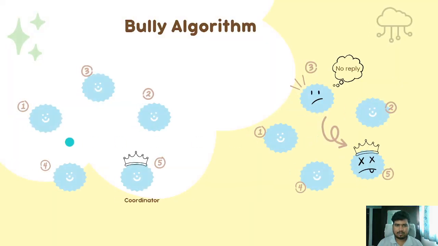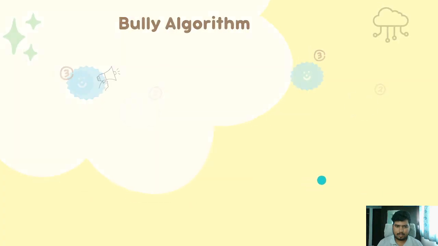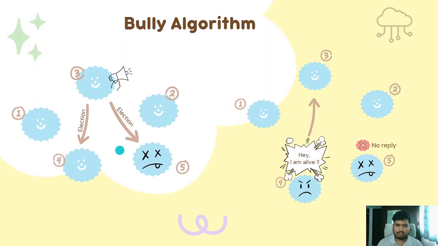Let's see one example of the bully algorithm. Suppose there are 5 processes in a system, indicated with their IDs. Here, higher ID means higher priority. Therefore, process number 5 is the coordinator now because it has the highest priority. Suppose that coordinator node fails. Third process tries to contact the coordinator but gets no reply because it is inactive. So process number 3 gets to know that the coordinator is dead.